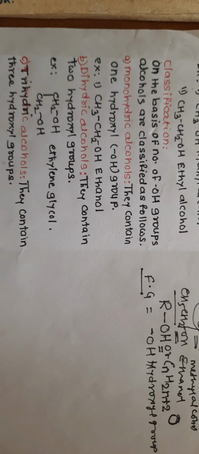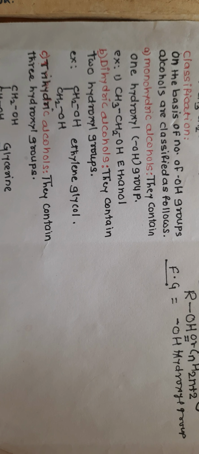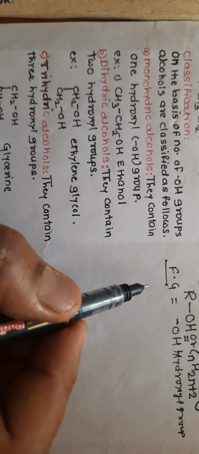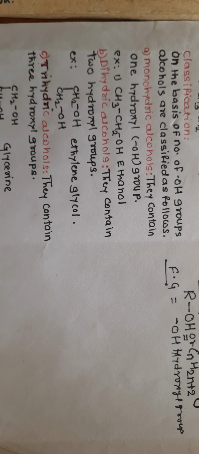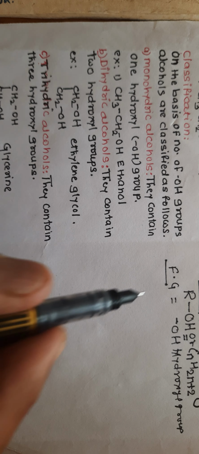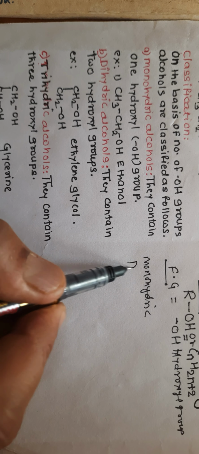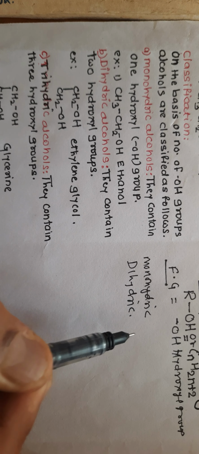Classification of alcohols is given in different ways. First of all, we will see on the basis of the number of OH groups present in a particular structure. On that basis, alcohols are classified as follows. Similar to halogen derivatives, monohalogen, dihalogen, trihalogen, polyhalogen, on the basis of OH groups, alcohols are classified as monohydric, dihydric and trihydric alcohols.